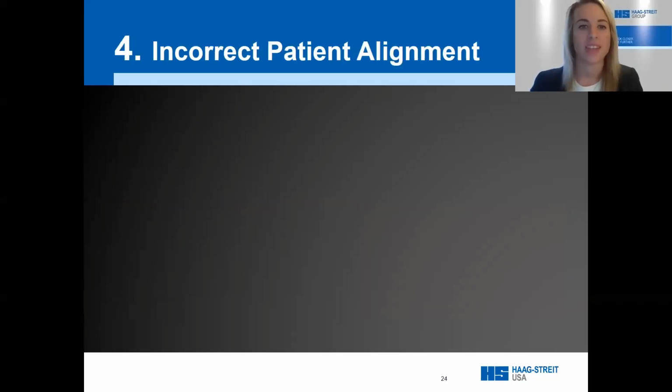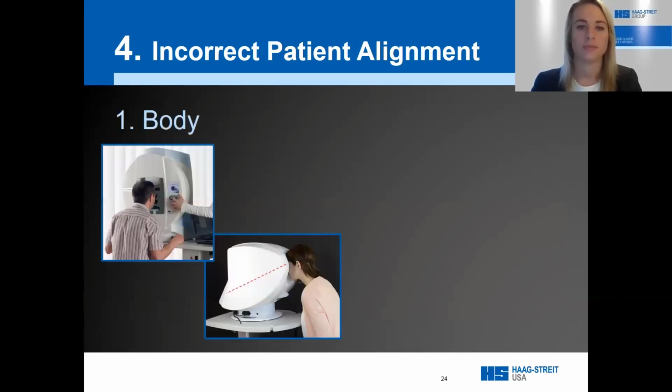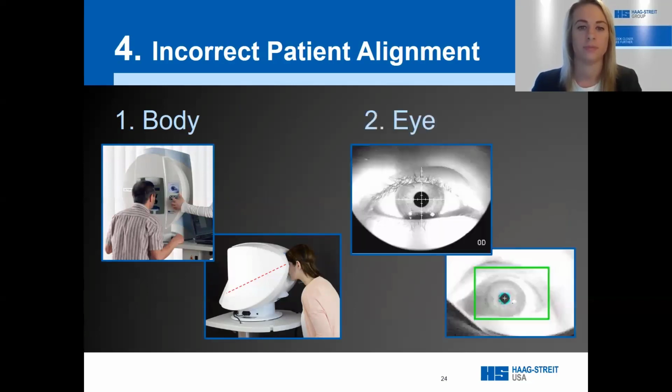The next mistake I want to talk about is patient alignment. If the patient is uncomfortable or their eye is not lined up correctly, this can have a great impact on how the field goes and essentially the results. Patient alignment is a two-step process. We first need to ensure that the patient's back and head are aligned correctly with the instrument. We then need to line the patient's eye up to the fixation target and video monitor.